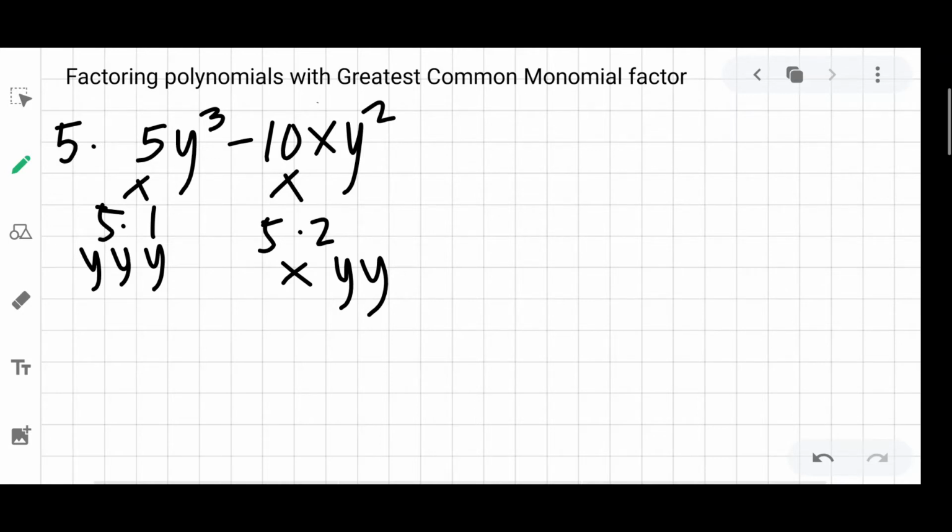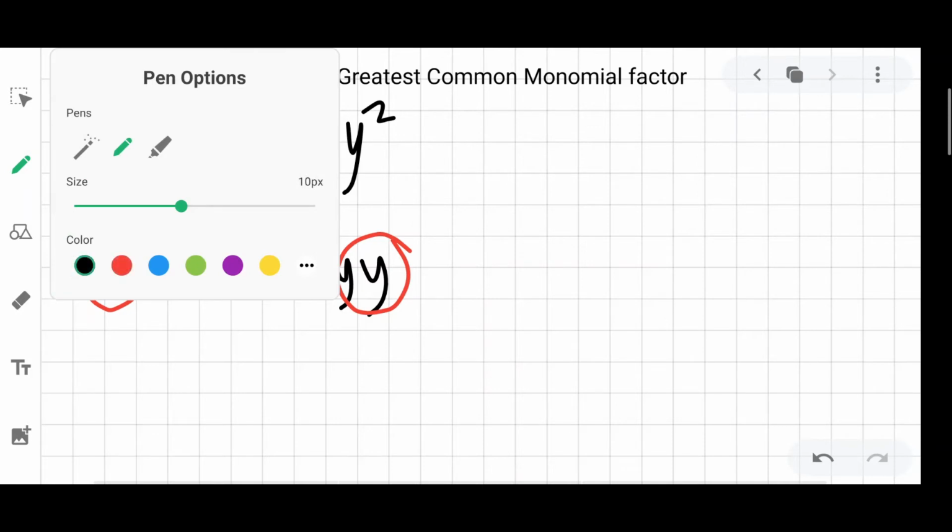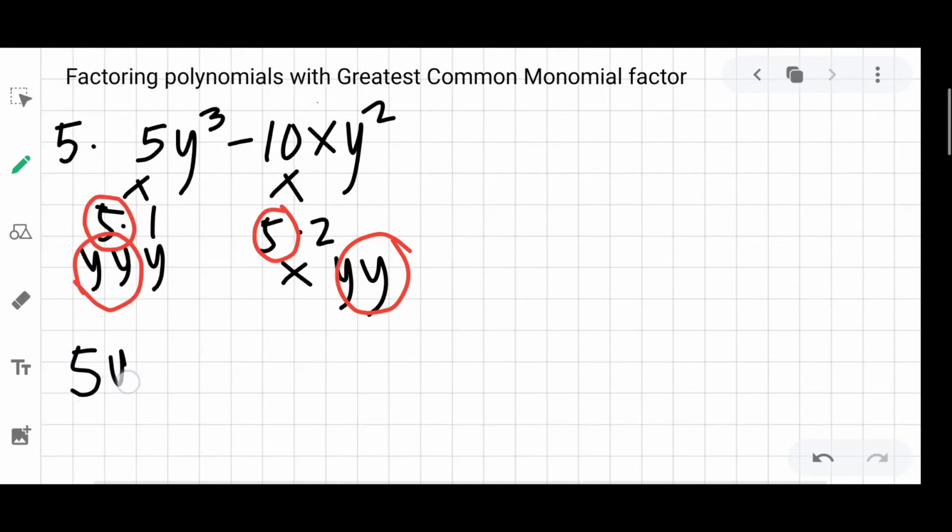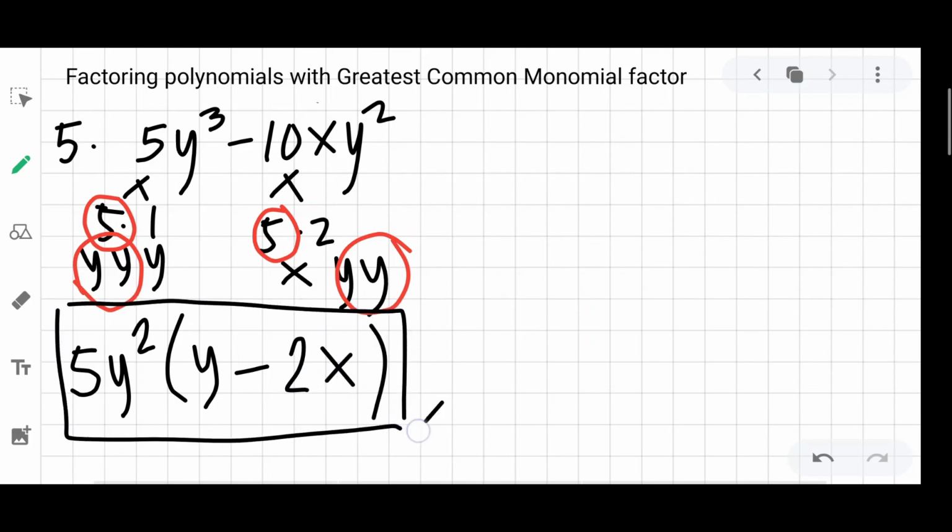The common factor. So we have 5 and 2y, y squared. So susulat na natin yung pinagkaparehas nila na common factor, which is 5y squared. And then the factors left for 5y cubed is y. Sulat natin yung y. Copy the sign negative for the negative. So, ang natira na lang na factors for negative 10xy squared is 2x. Sulat natin dito. And this is our final answer.